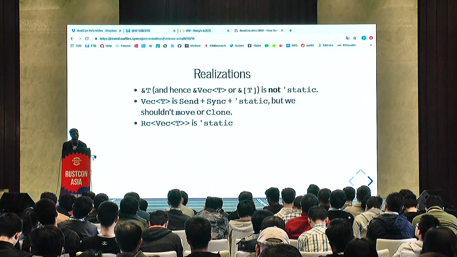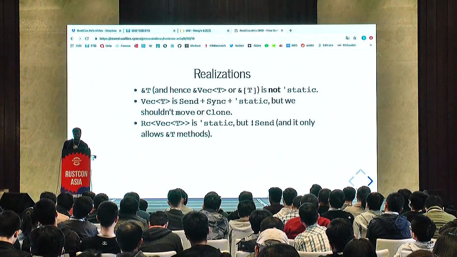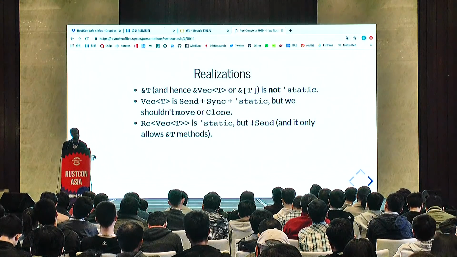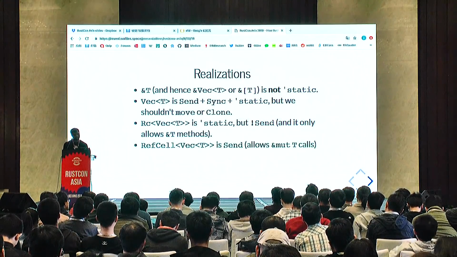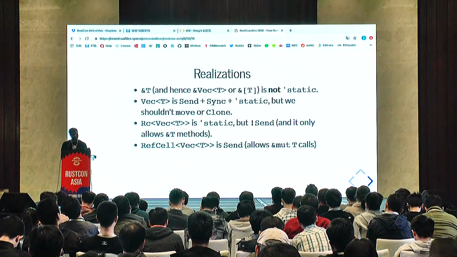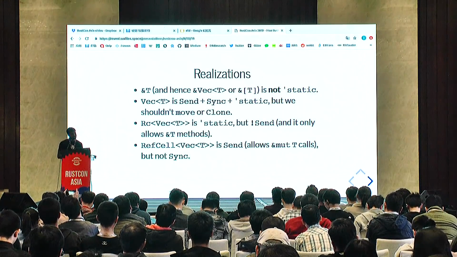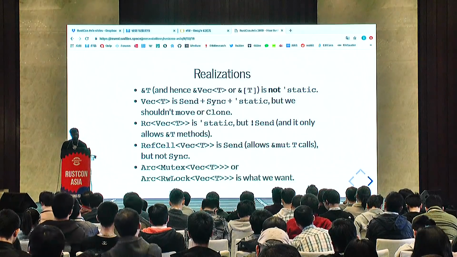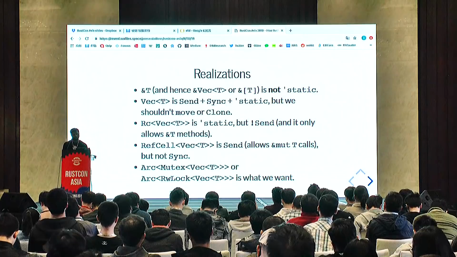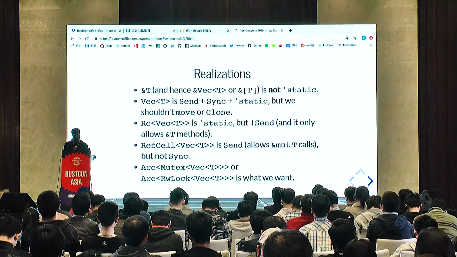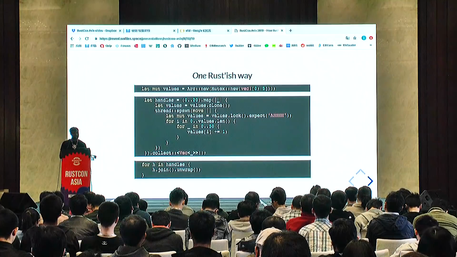Now we are going for a reference counted pointer, Rc, which is static, but then it's not Send. It only allows reference methods which use readable references instead of writable references. We have RefCell, which is Send, and it does allow mutable references, but then it's not Sync. Eventually, we'll get to the point where we are left with the thread-safe variants of Rc and RefCell, and that's what we want. And once we change our code, it looks something like that.